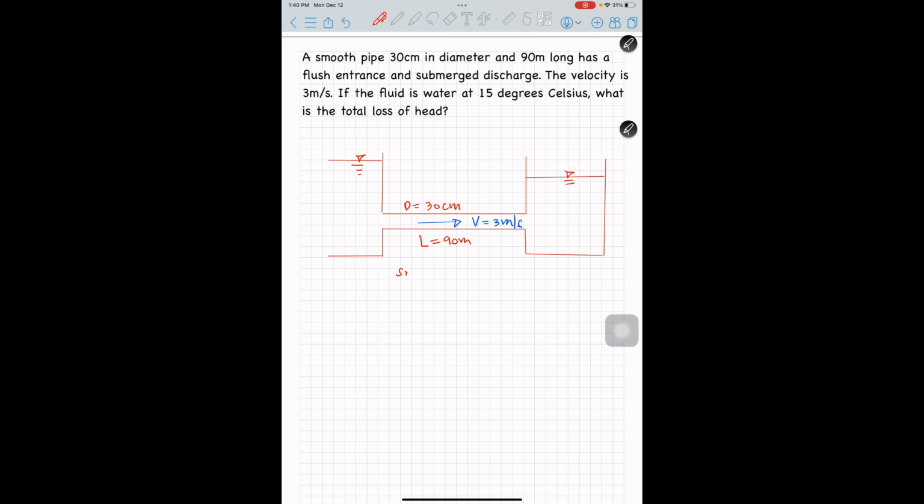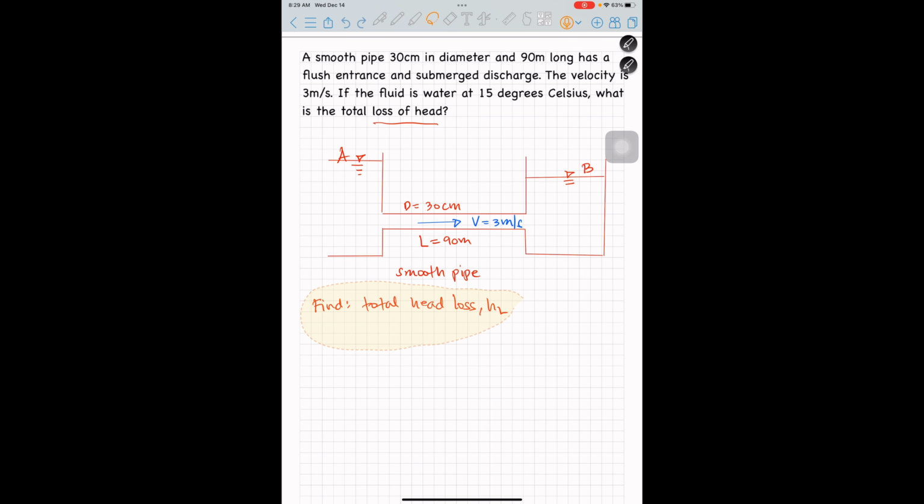The pipe is a smooth pipe. Then let's have this as our reservoir A, and this will be our reservoir B. Then we are going to find the total head loss, as stated in the problem.